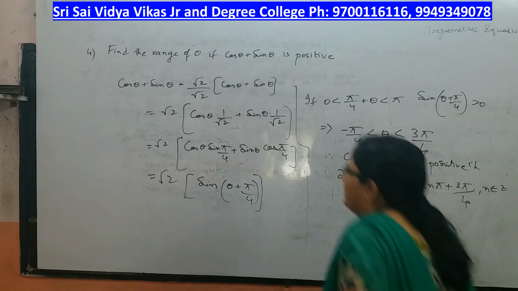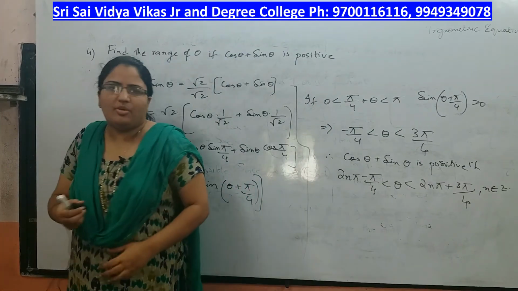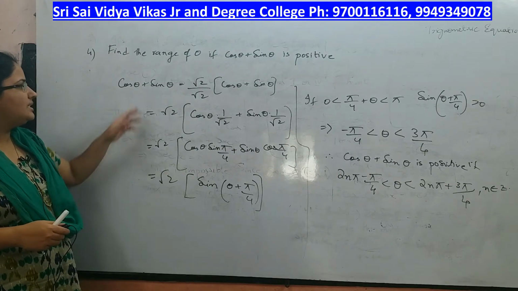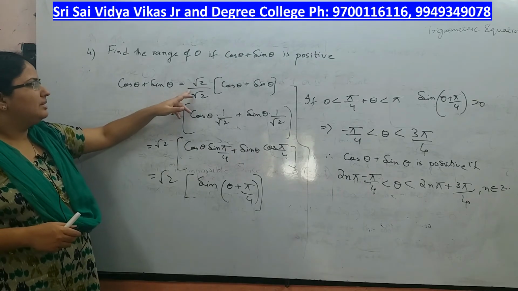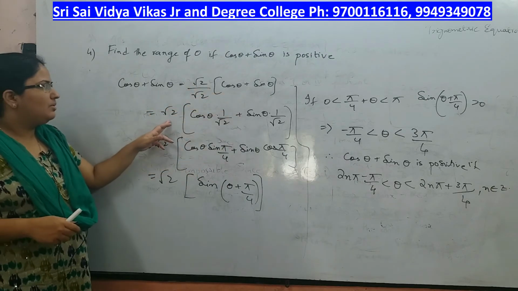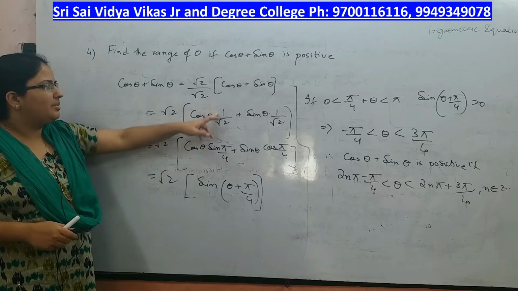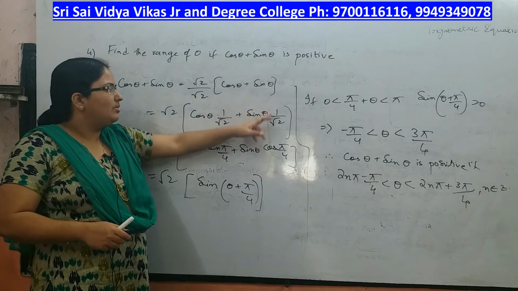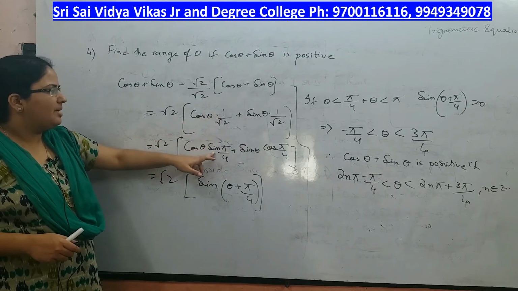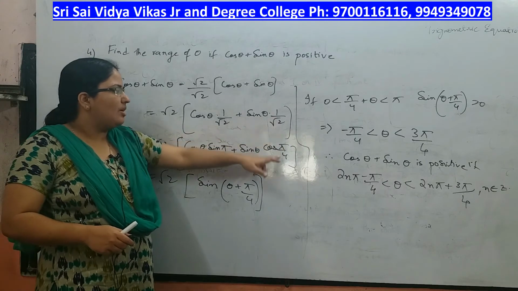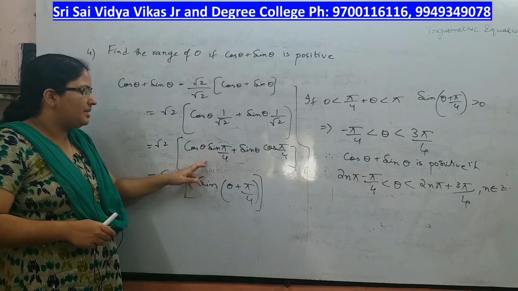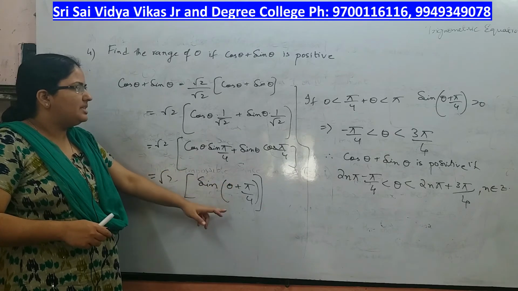In the next problem we have to find the range of cos theta plus sin theta, if cos theta plus sin theta is positive. Cos theta plus sin theta is equal to root 2 times (cos theta into 1 by root 2 plus sin theta into 1 by root 2). Root 2 into 1 by root 2 is sin pi by 4 and cos pi by 4. This is of the form sin of a plus b, that is root 2 sin of theta plus pi by 4.